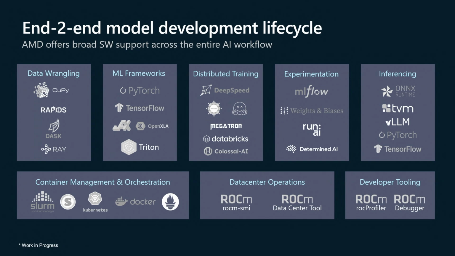Talked about the ML frameworks, distributed training. If you're doing any sort of large-scale training, we have support for DeepSpeed, Horovod, Hugging Face Trainer, Megatron even, Mosaic from Databricks, and Colossal-AI in China. Experimentation and MLOps, same thing: Weights & Biases, Run:AI, all support AMD. So you don't have to make any changes in your MLOps stack.